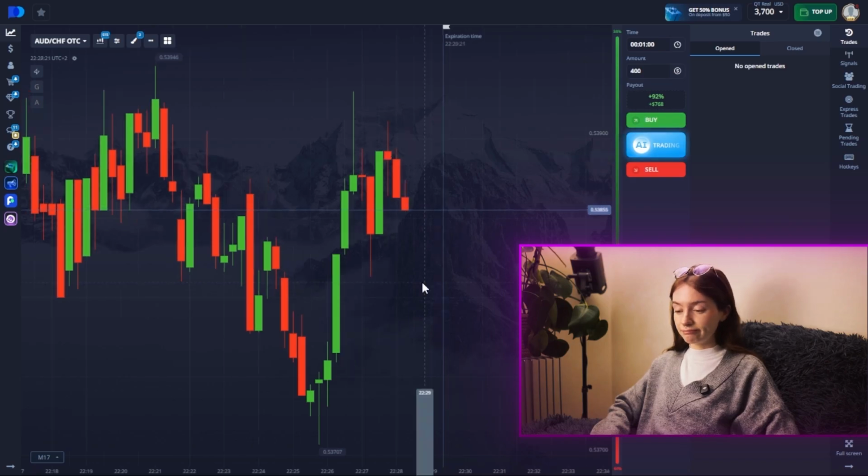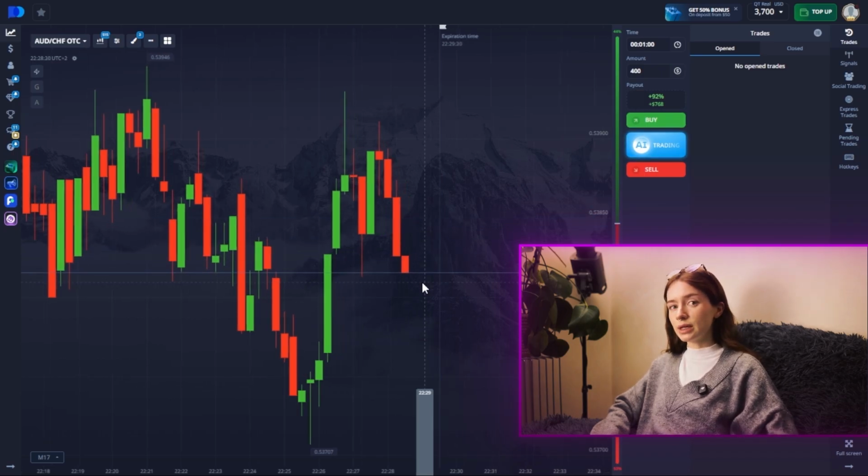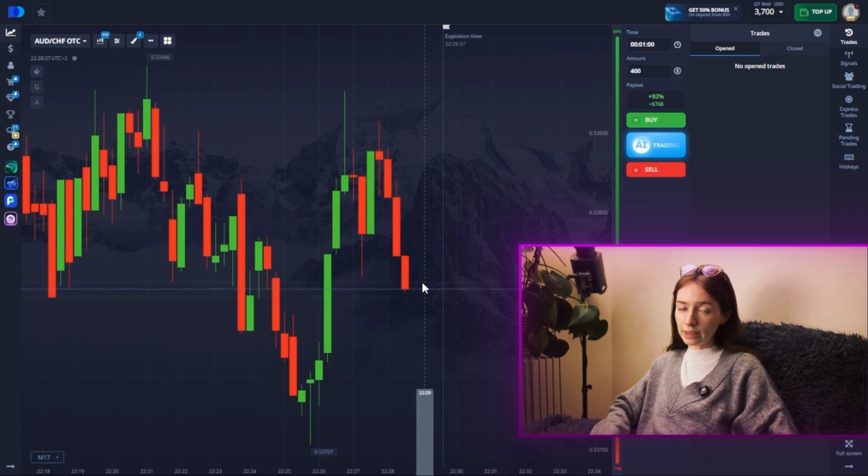So let's begin. There is no universal strategy that works in all market conditions. There is only a strategy that fits the current market. The same market can be trending, ranging, or overheated. If you use the wrong tool, you lose money, even if the strategy itself is solid.